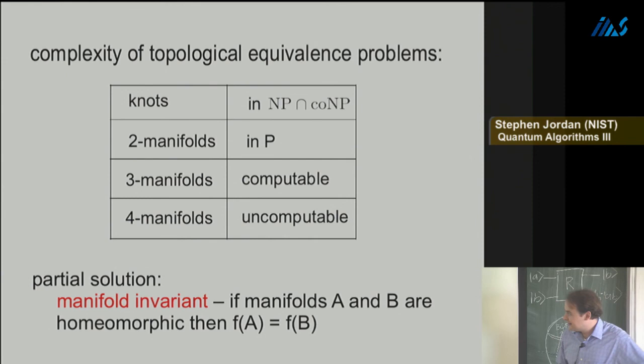So what's the complexity of this problem? The knot equivalence problem we know is contained in NP intersect coNP, assuming the generalized Riemann hypothesis is true. For two-manifolds, the equivalence problem is actually easy. We can do that in polynomial time. For three-manifolds, we know that equivalence is computable. And for four-manifolds in general, it's actually uncomputable. And we don't have any nice complexity upper bound on the three-manifold equivalence problem that I know of, other than just that it's computable.